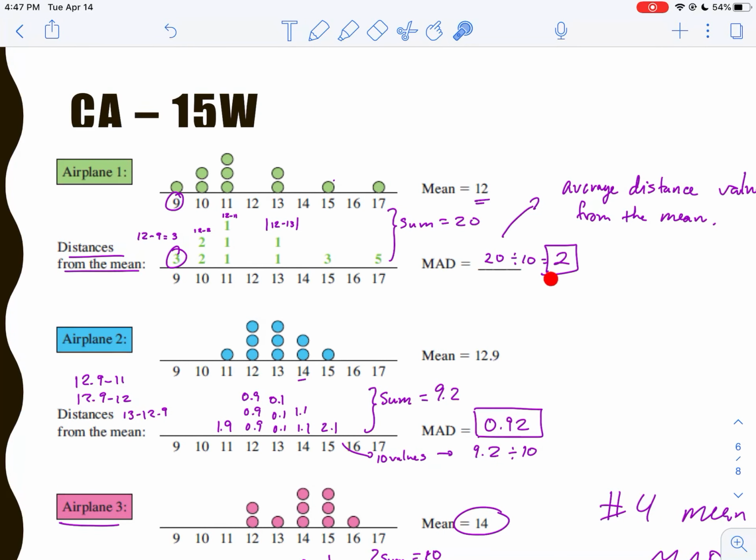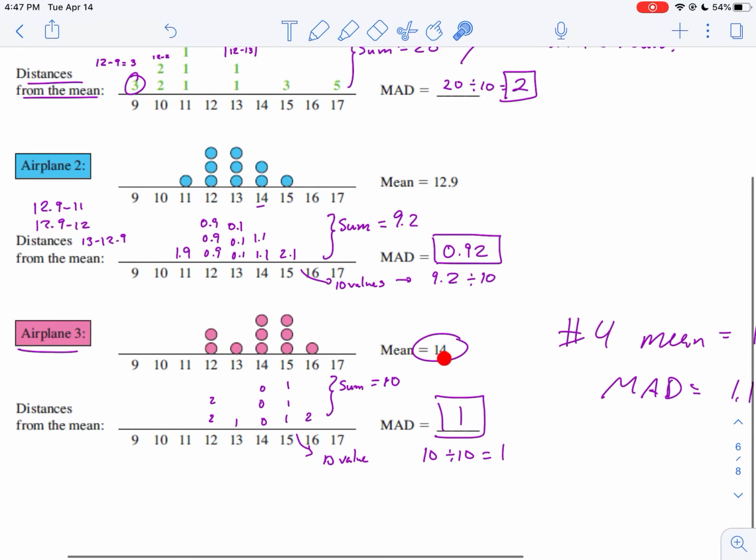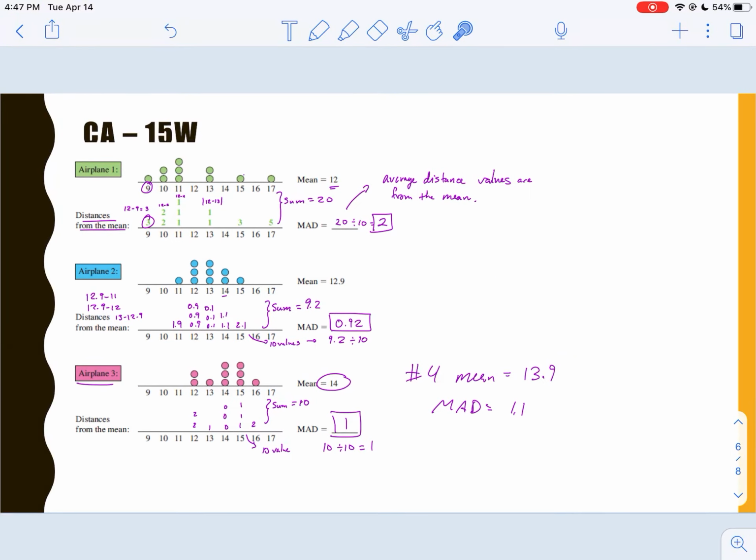We can expect numbers to range from about 10 to 14. Here we can expect them to range from about 12 to 13. And here we can expect them to range from about 13 to 15. Smaller MADs means the data is closer together. Larger mean absolute deviation means it's more spread out. And that's really the key point to this video.